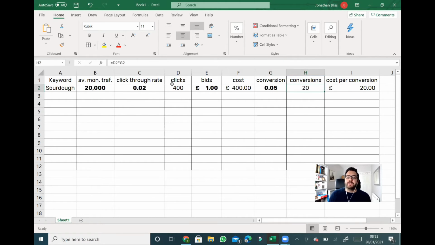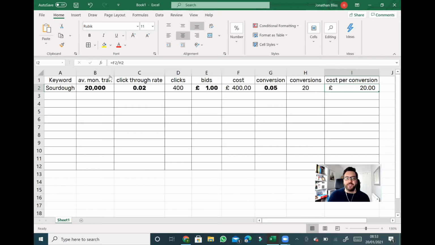Now, it's saying from these 400 clicks, you should get about 20 conversions, which means it may cost you about £20 per conversion. So let's say you're selling a loaf of sourdough bread, a £20 conversion may sound very high, but if you can get them into upsell, cross-sell, etc., and you're getting a few £100 of lifetime value from the customer, that might work out quite well for you. So you could be looking at this and thinking, okay, that is absolutely perfect.